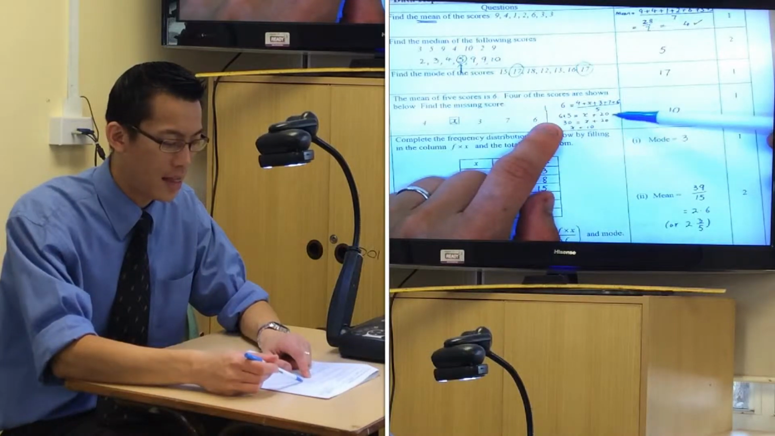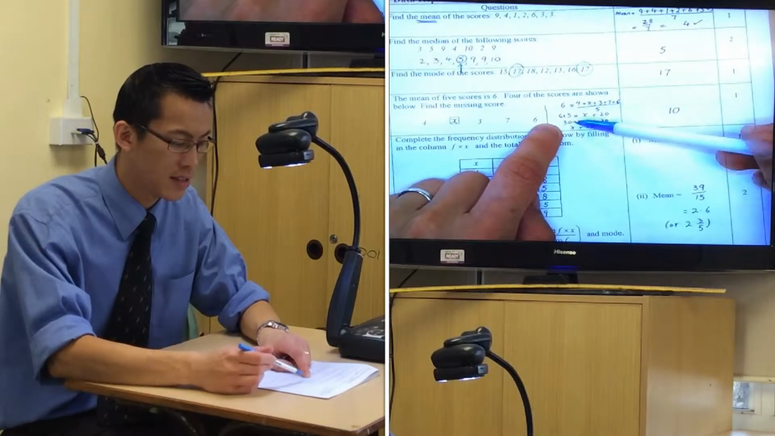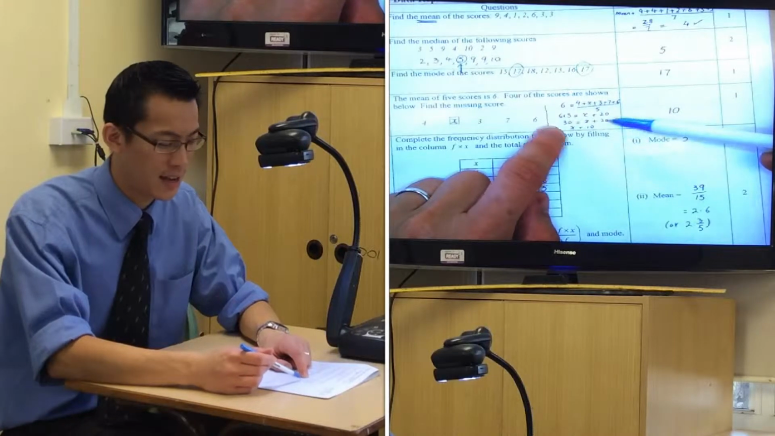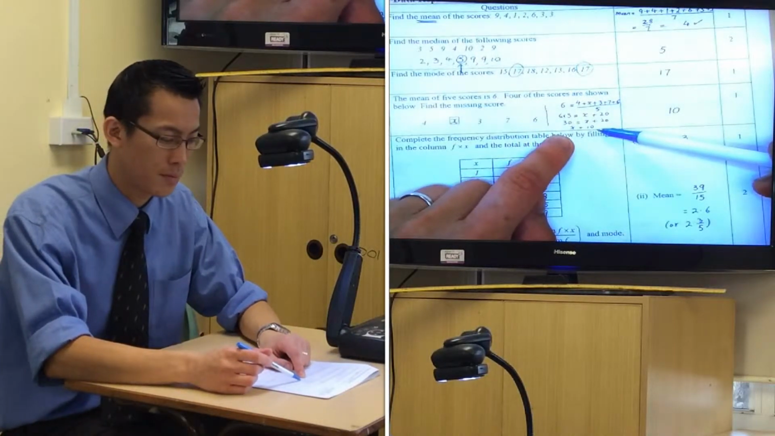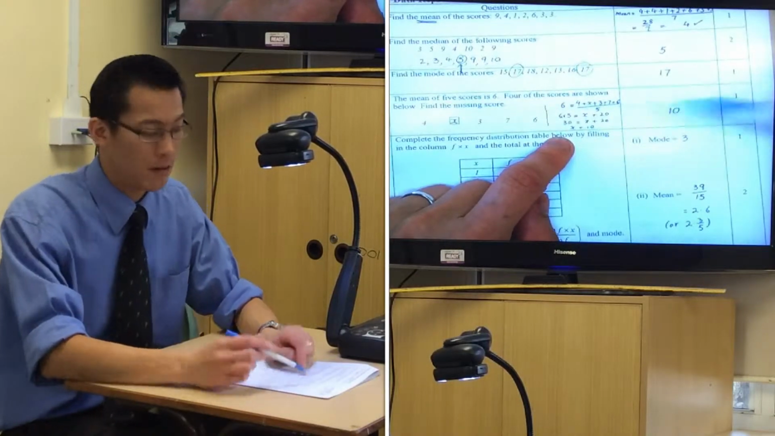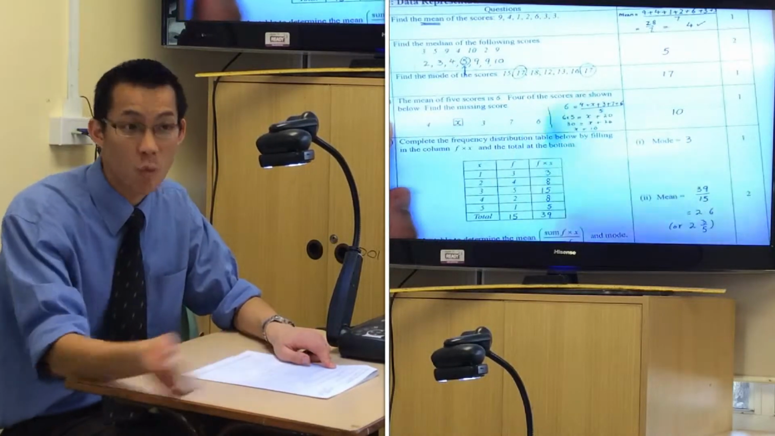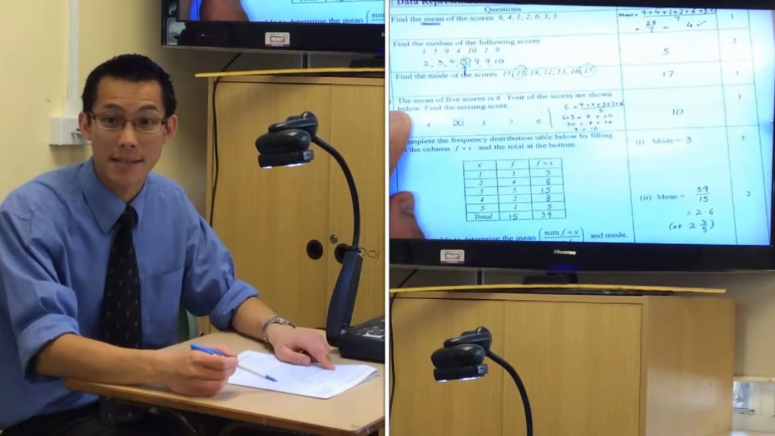And you can see how the numbers play out. You get 30 on the left-hand side, x plus 20 on the right-hand side. Take away 20 from both sides, and that's where your 10 comes from. Okay, and you can check that out. You can go and add all of these, work out the average, and sure enough, you'll get 6.